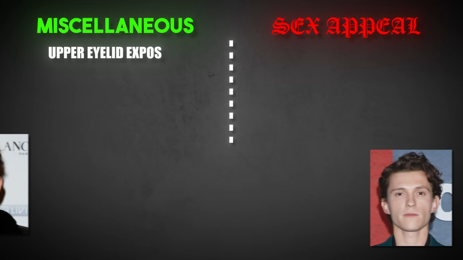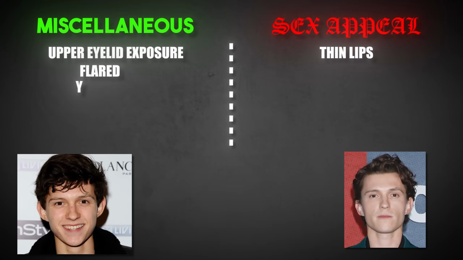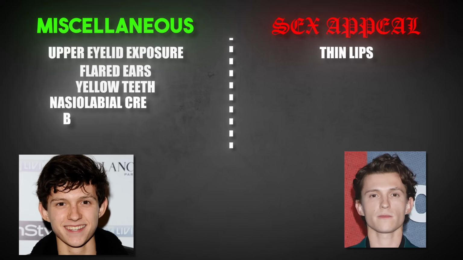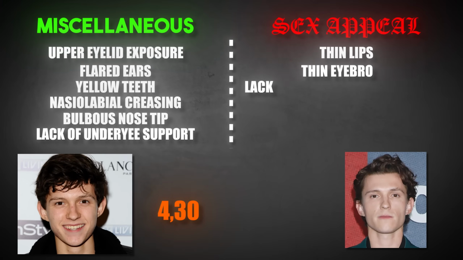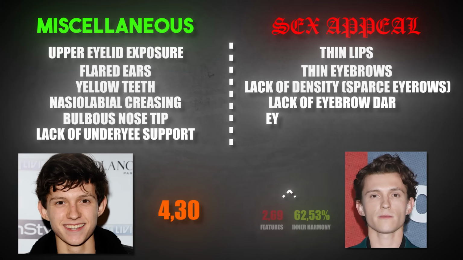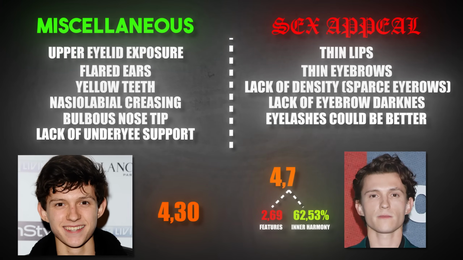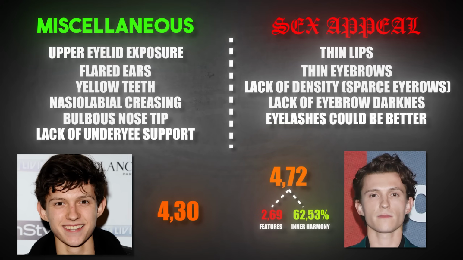This is because Tom Holland has a slight upper eyelid exposure, thin lips, flared ears, yellow teeth, nasolabial creasing, a bulbous nose tip, and his under eyes lack support. Tom has a negative orbital vector. Tom also has thin eyebrows that lack density and darkness. His eyelashes are also not a strong point.